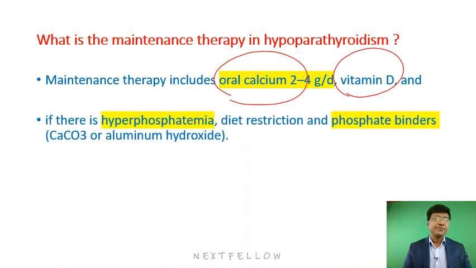And if there is hyperphosphatemia, then dietary restriction of phosphate, or you need to give phosphate binders. And what are these phosphate binders? That includes calcium carbonate or aluminium hydroxide. That is the maintenance therapy in hypoparathyroidism, right?